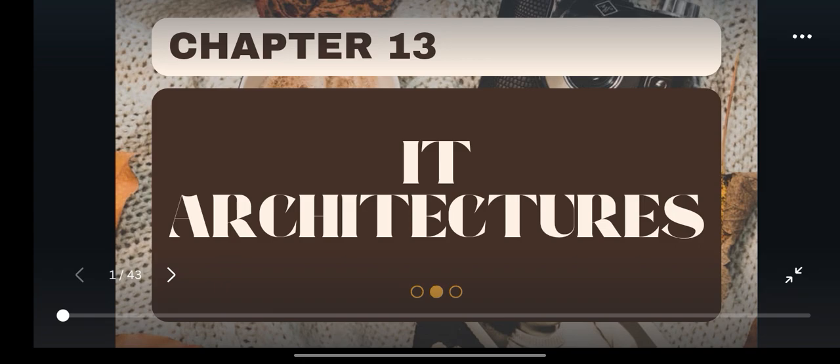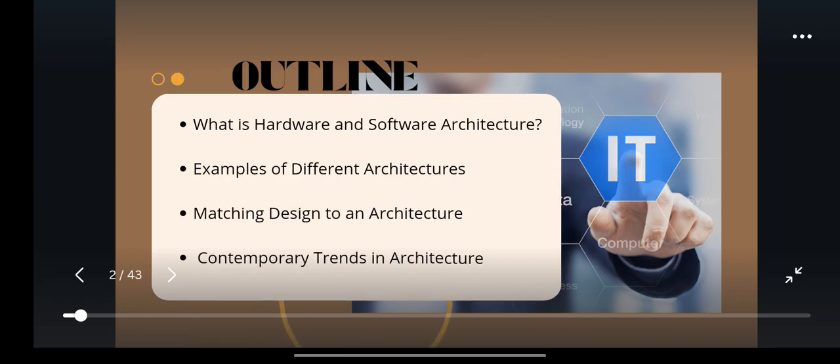So, I am going to discuss to you chapter 13, Information Technology Architecture. So, here's the outline. First, what is hardware and software architecture? Second, examples of different architectures. Third, matching design to an architecture. And lastly, contemporary trends in architecture.